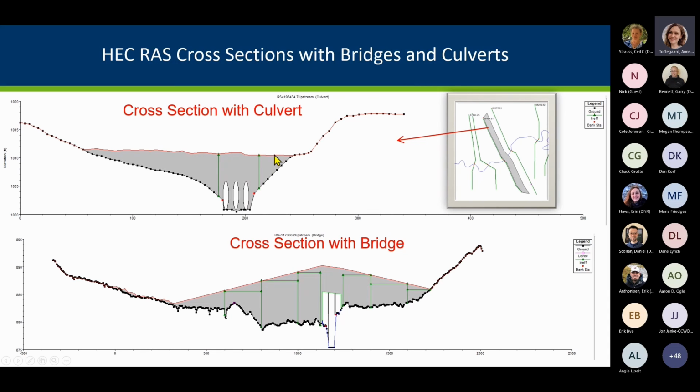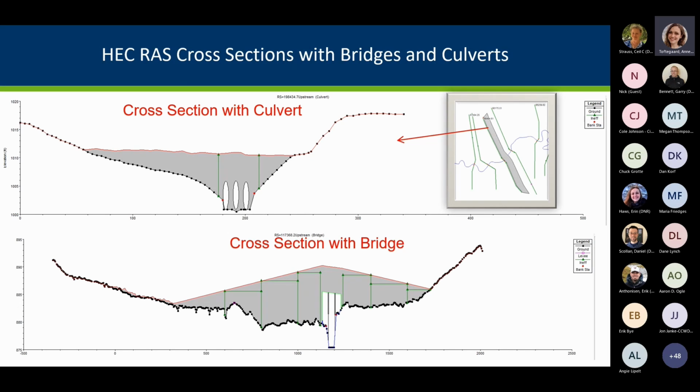HEC-RAS can model bridges too. The bottom picture here shows a cross section of the bridge in the model with two piers. Sometimes when you're looking at a flood map, you might say that the lines on the flood map don't really look correct. It doesn't look like as much water is getting through the road crossing as I know typically does. If you see that on an effective map, we can actually go into the model and take a look at what is contained within that structure and see if the model matches real life.